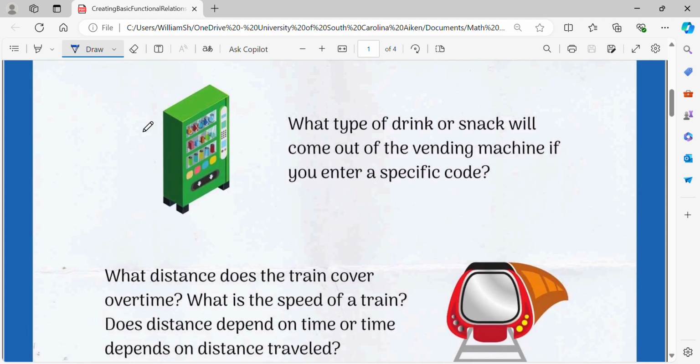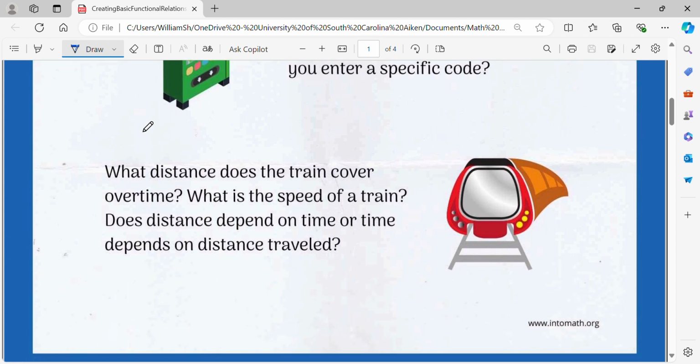So this one says, what type of drink or snack will come out of a vending machine if you enter a specific code? Even that can be related in a way with a formula. That formula being a function of the code that you enter, right? And you could even make that more complicated with the amount of money that each particular code has to cost in order to put that drink or snack out of the machine, because it might vary per code, which relates to per item in the vending machine itself.